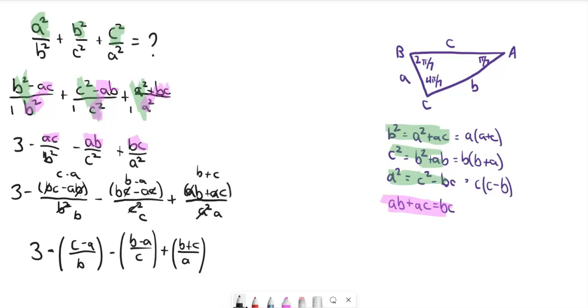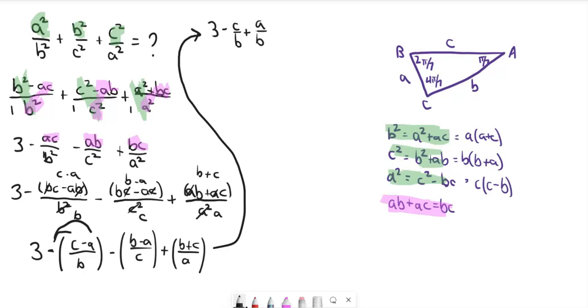Now, where do we go from here? What I want to do is rearrange these into separate fractions so we're able to do this right. We'll distribute the negative through on each part here. So we'll get minus c over b plus a over b. And then on the next one, we'll get minus b over c plus a over c. And then, of course, we have the plus b plus c over a.